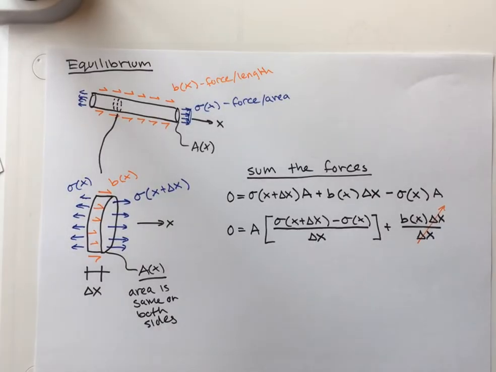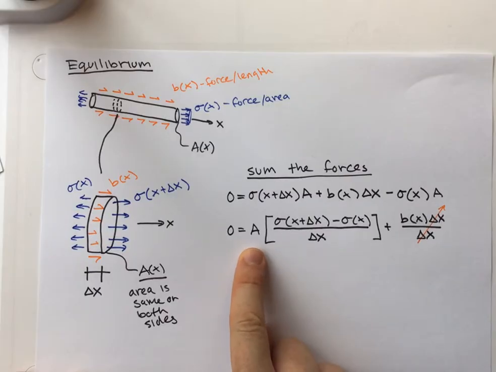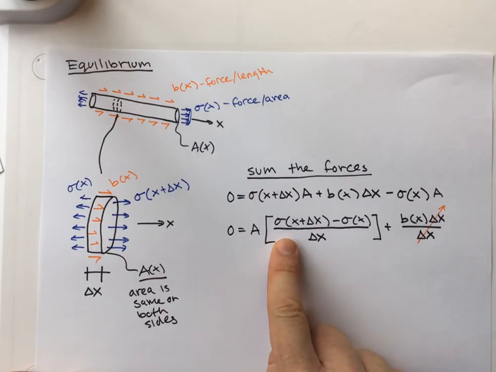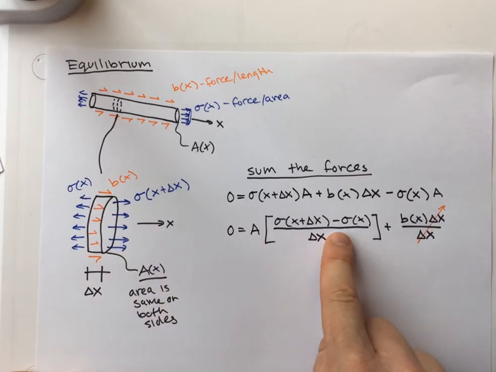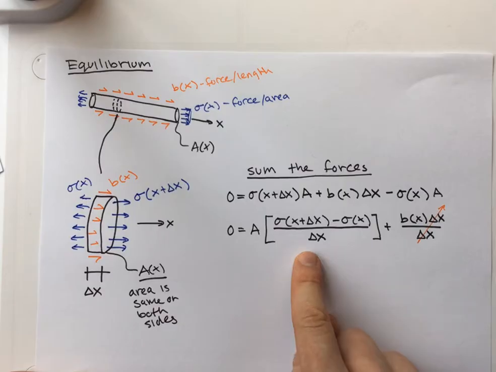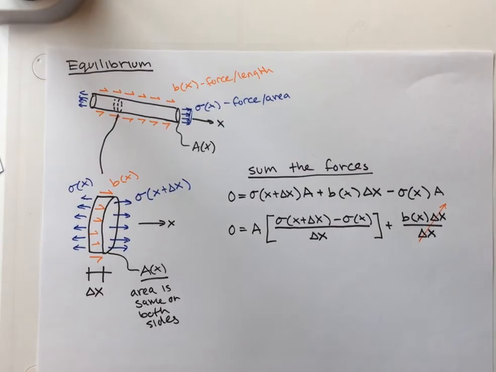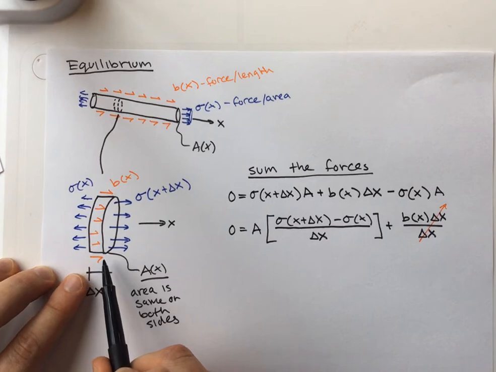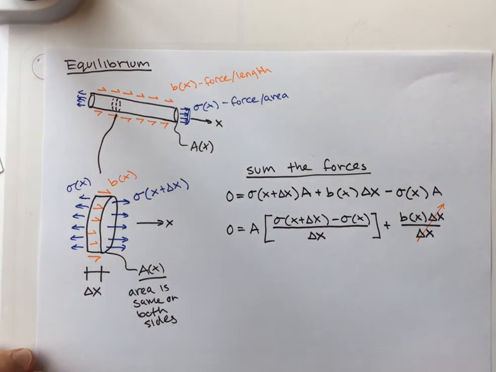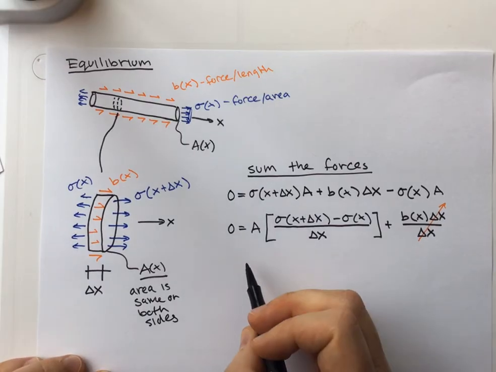And what we're left with is an equation that says 0 is equal to A times the stress at the right-hand side of our cut minus the stress at the left-hand side of our cut divided by delta x. And you probably are seeing where this is going already. What do you think we're going to end up doing? We're going to imagine that our little infinitesimal slice here gets smaller and smaller and smaller, and we're going to take the limit as that approaches 0. This is our common trick in calculus, right?